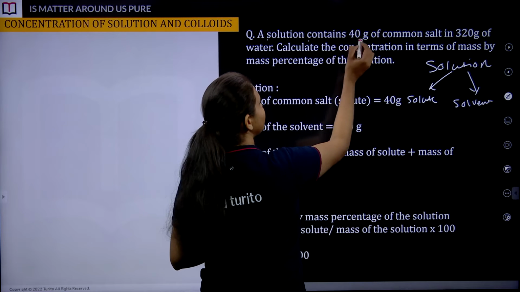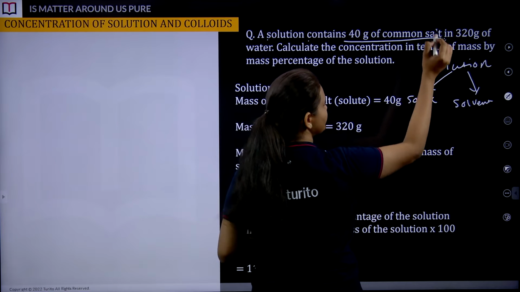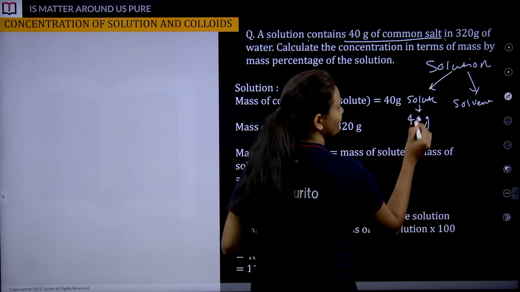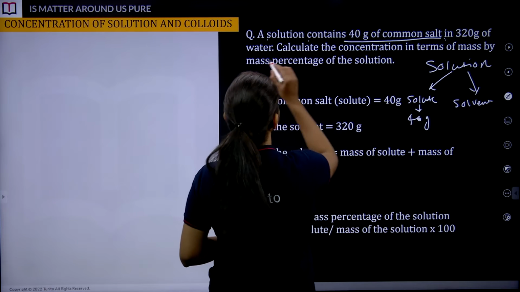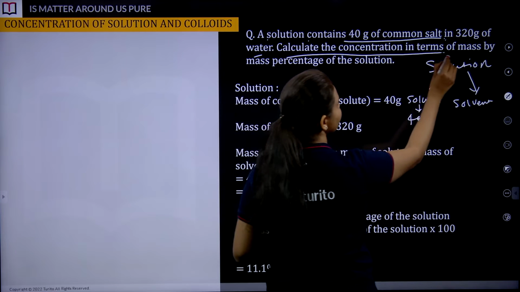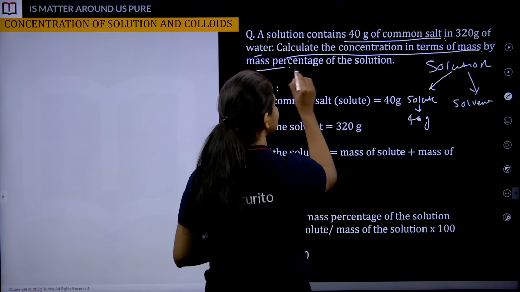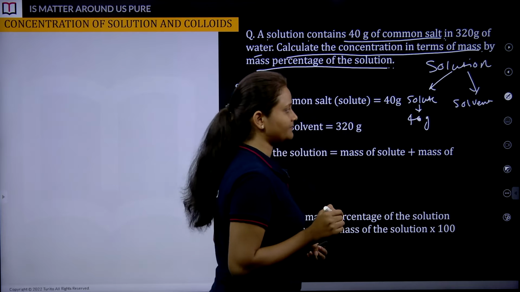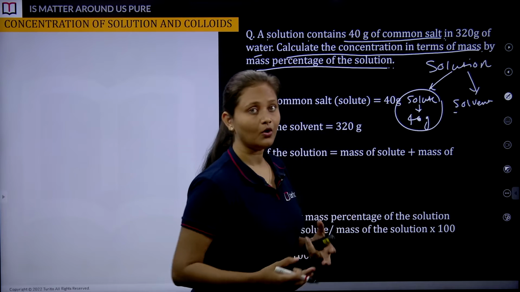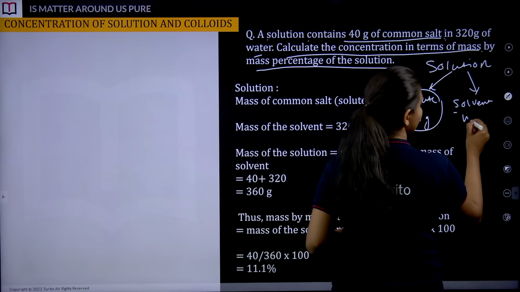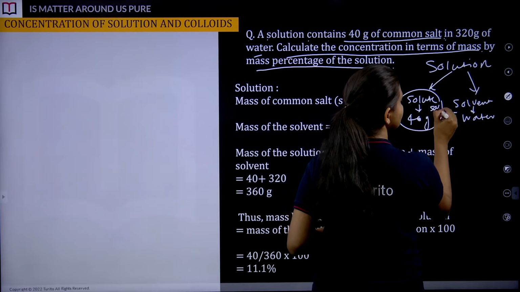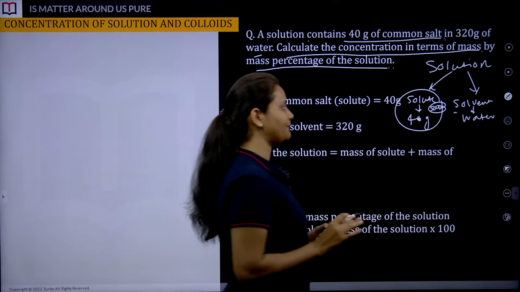So a solution contains 40 gram of common salt. So solute is salt, which is 40 gram, of water. Water is your solvent. Calculate the concentration in terms of mass by mass percentage of the solution. 40 gram of solute is getting dissolved in water. I am just going to write the name of the solvent, water here. Salt, which is your solute, is 40 gram.